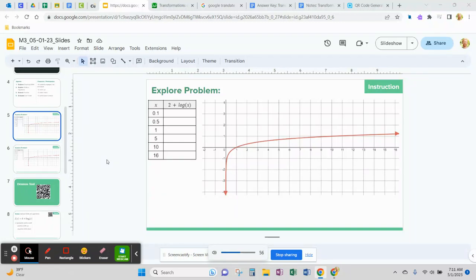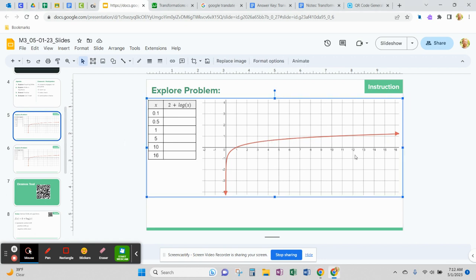So last week we started playing around with the graphs of logarithms, and today we are going to start exploring how these can shift based on the structure of equations. So on your paper right here, I have given you a graph of the basic logarithm, which is just log base 10 of x, and we are going to shift that using this formula here.